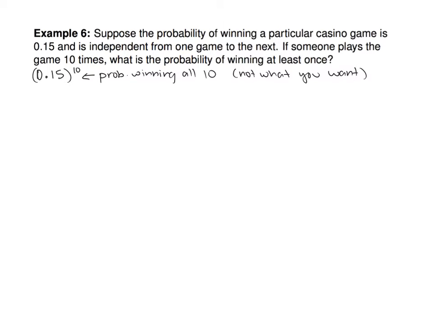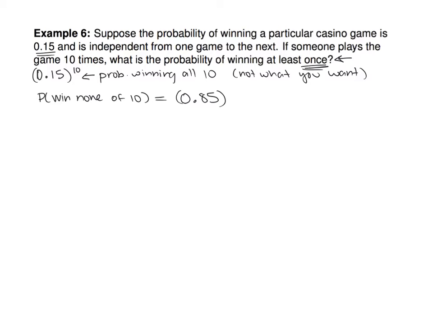You have to think about what is the opposite, what's the complement of winning at least once? Well, what's the chances you win none of the 10? Well, the chances of not winning any individual game is 0.85. And because they're independent, we could say, okay, don't win game 1, don't win game 2, don't win game 3, etc. And each of those are probably 0.85.